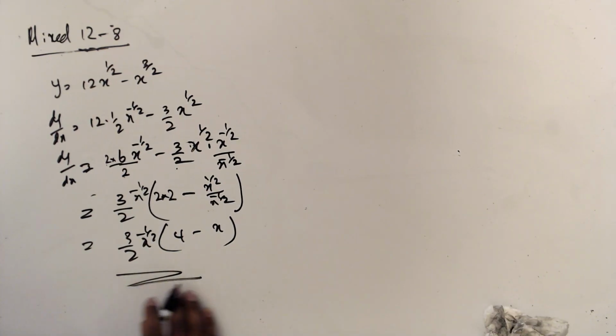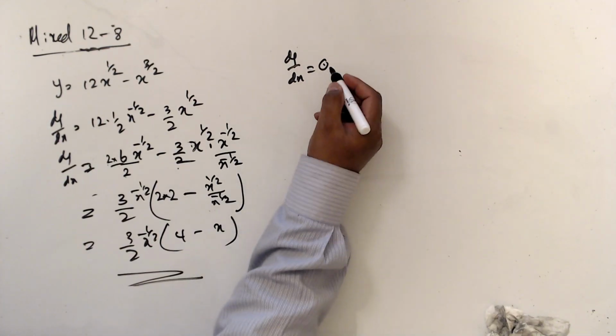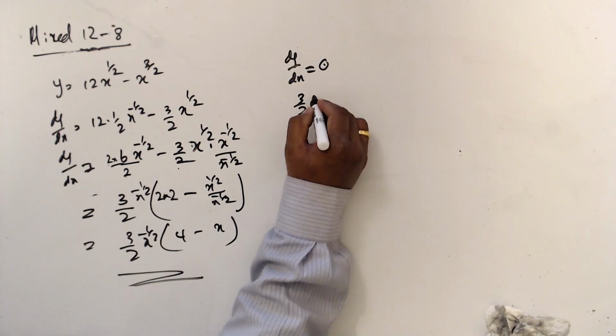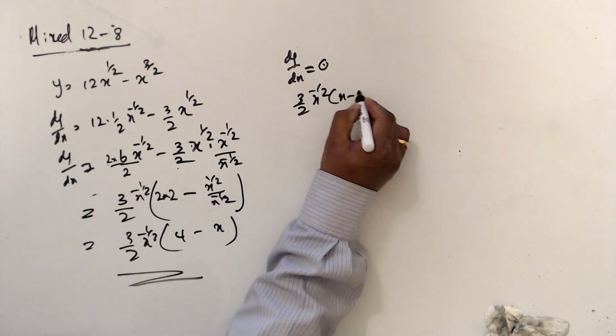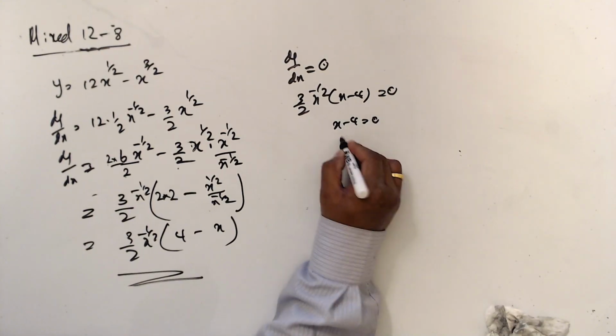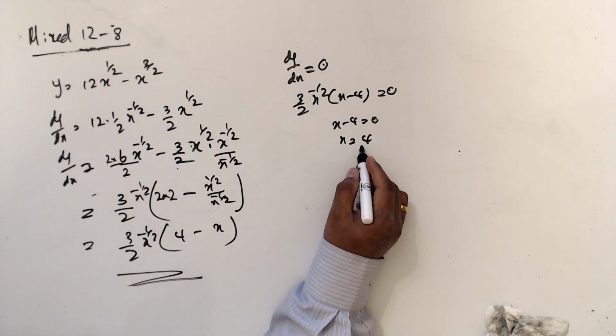Now we want to find the coordinate of the place where dy/dx equals 0. So this is (3/2)x^(1/2) minus (1/2)x^(-1/2)... x minus 4 equals 0, so x equals 4.